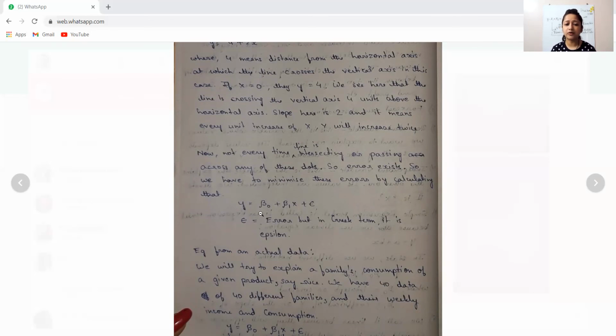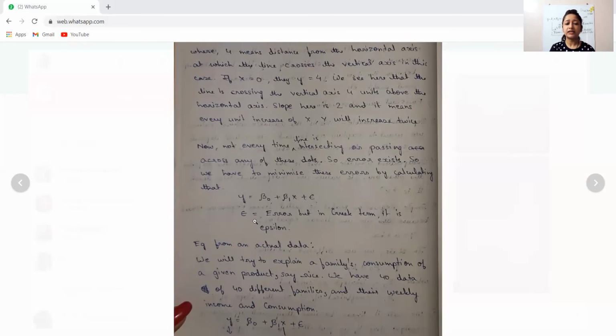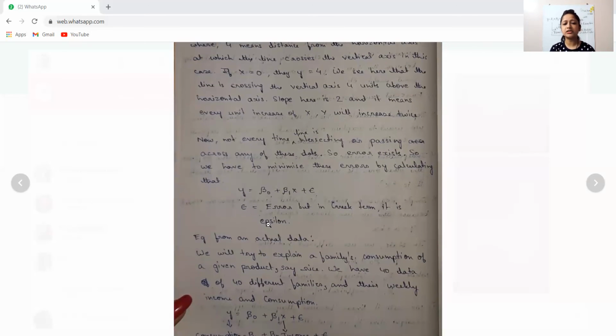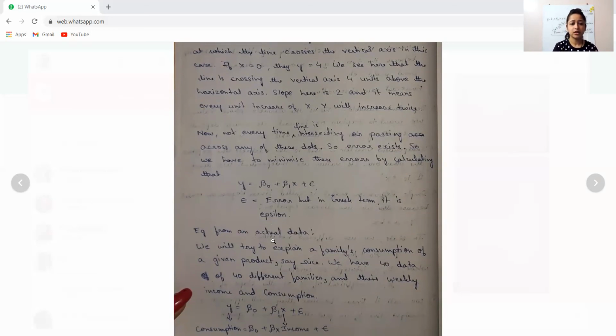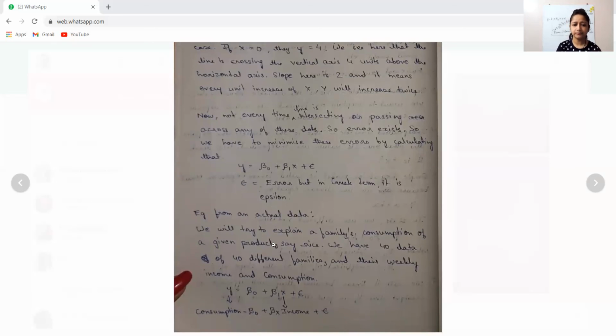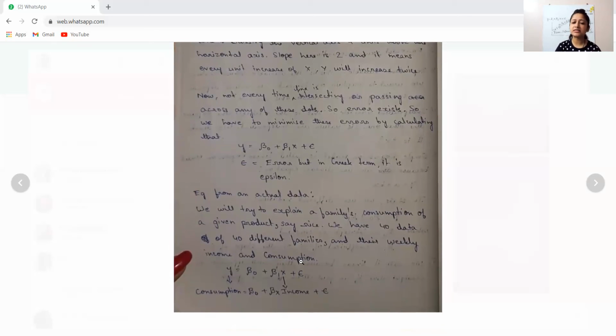So y is equal to this equation is there. E is error, but in Greek it is called epsilon. So wherever you study epsilon, it means error. Now, example from an actual data, we will try to explain a family's consumption of a given product. I'm trying to explain your family consumption for a product, say rice. We have 40 data of 40 different families.